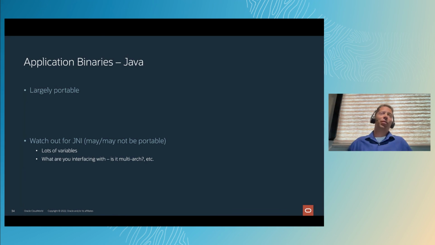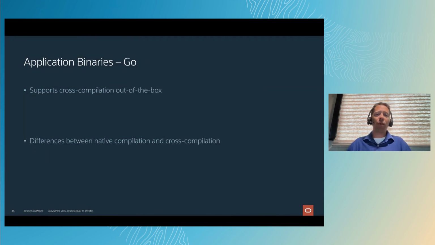So there are a lot of different variables. We can't go into all the details here, but just recognize that if you are using JNI, for instance, there could be some increased complexity. Go does support cross-compilation out of the box. There can be differences between native compilation and cross-compilation, so keep that in mind. Just know that that's something that can happen.